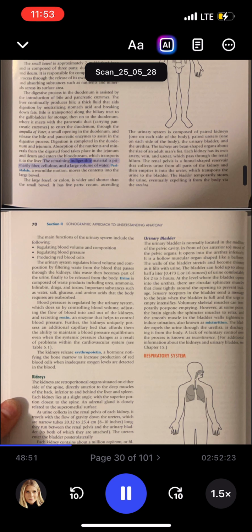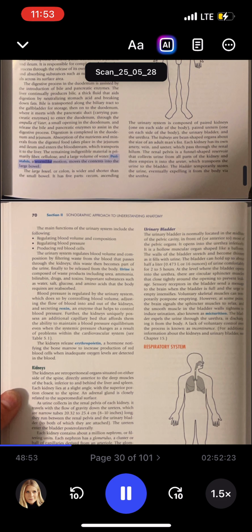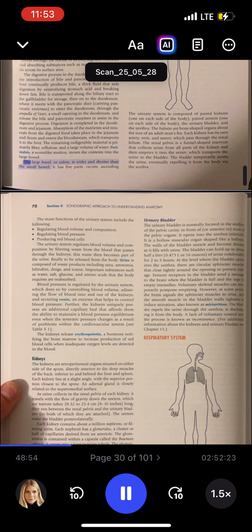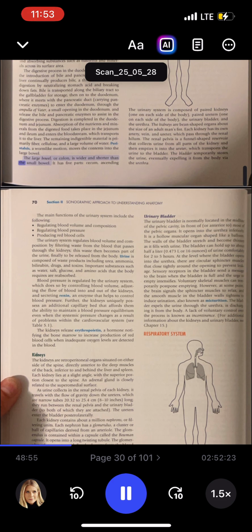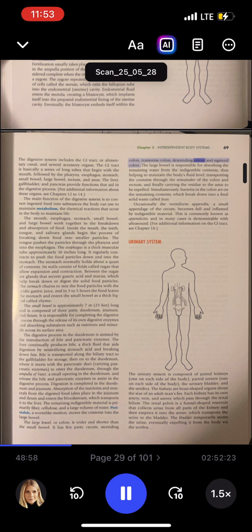The remaining indigestible material is primarily fiber, cellulose, and a large volume of water. Peristalsis, a worm-like motion, moves the contents into the large bowel. The large bowel, or colon, is wider and shorter than the small bowel. It has 5 parts: cecum, ascending colon, transverse colon, descending colon, and sigmoid colon.